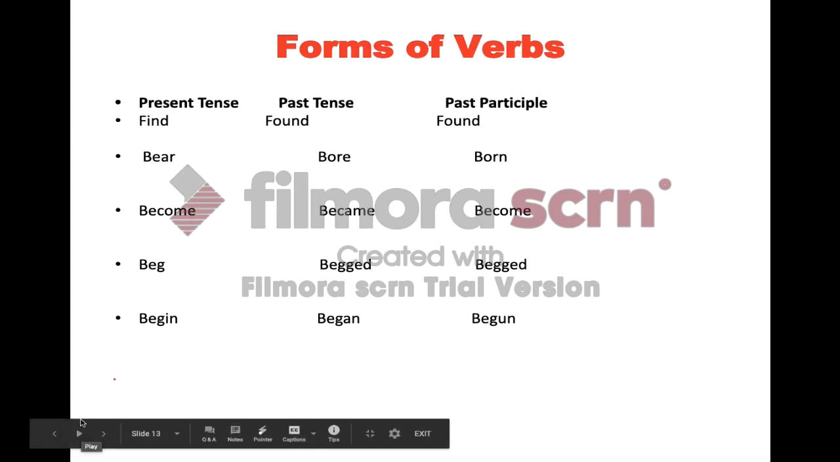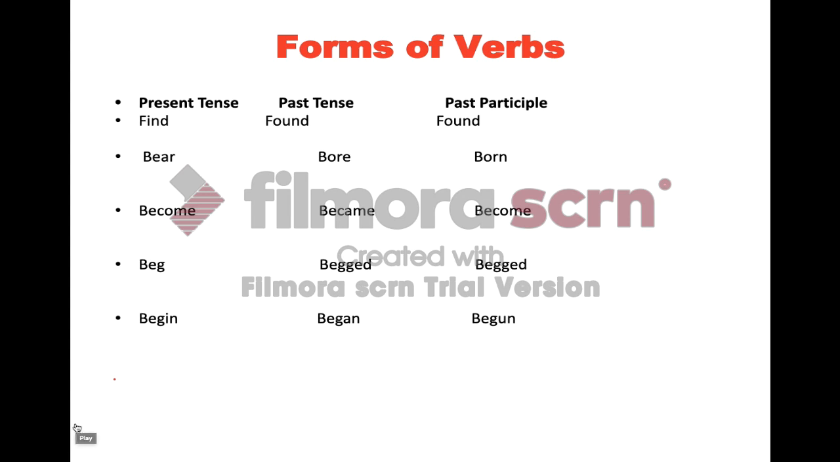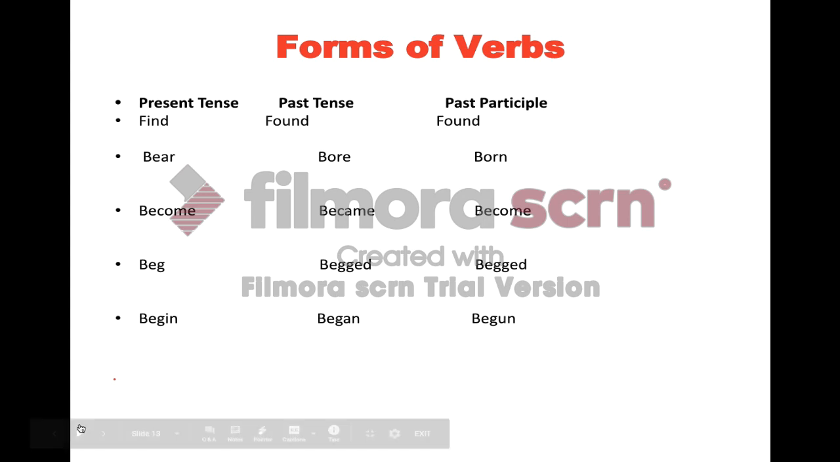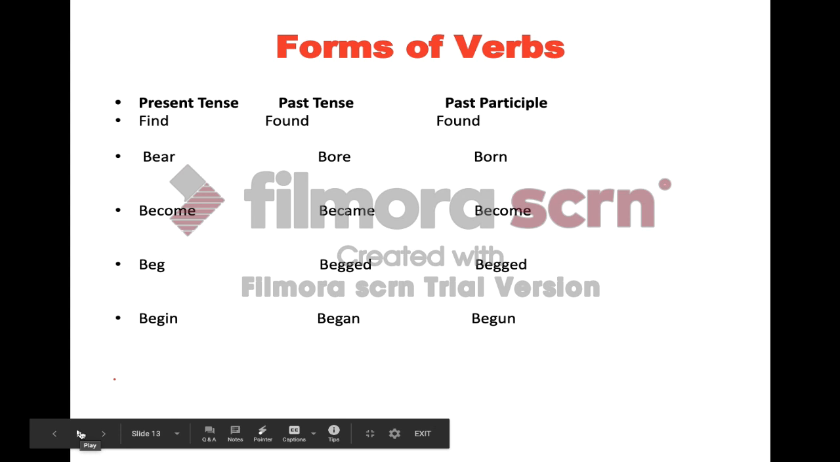Now there are 3 forms of verbs: present, past, and past participle. Find, found, found. Bear, bore, born. Become, became, become. Beg, begged, begged. Begin, began, begun. These are some of the verbs I have given as examples, although we have a long list of verbs.